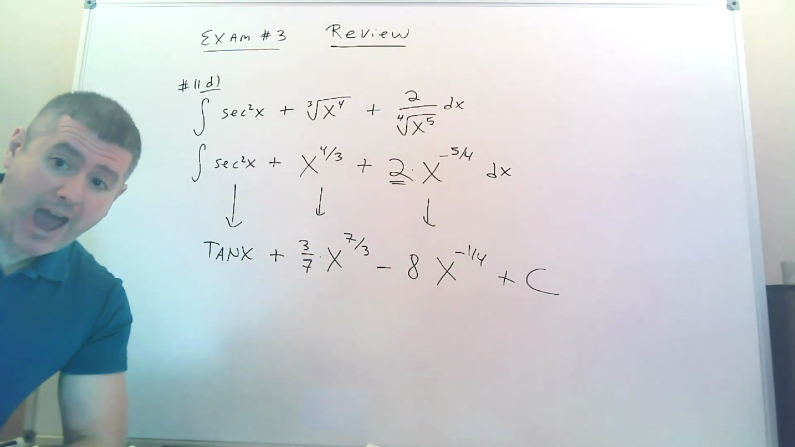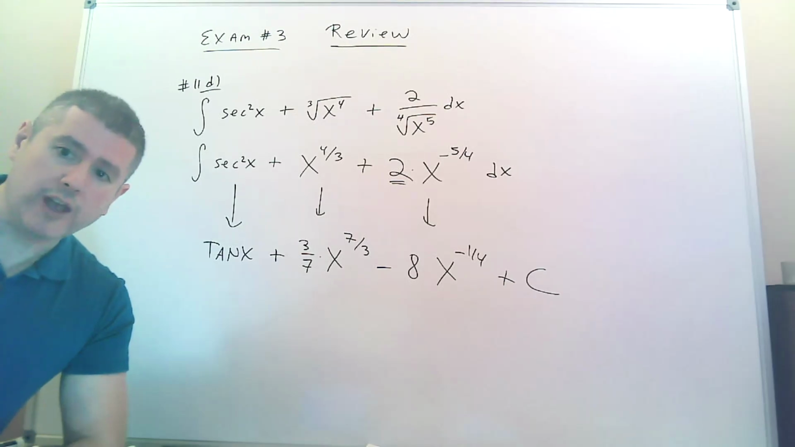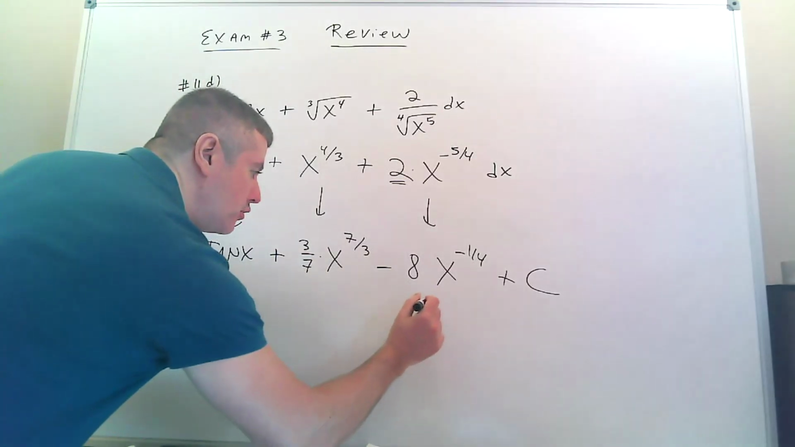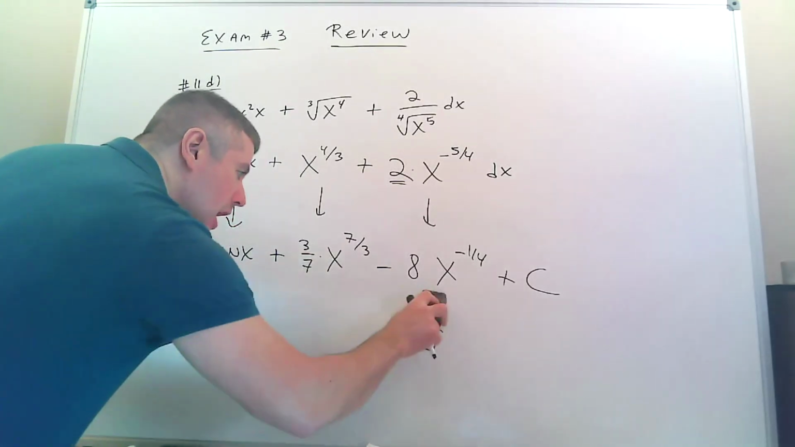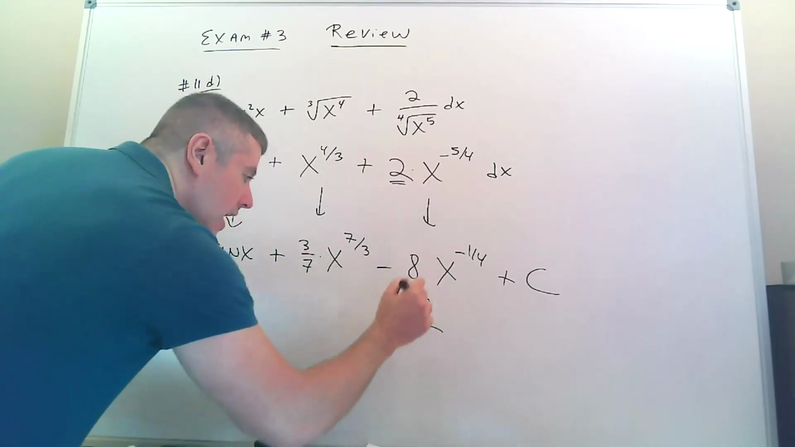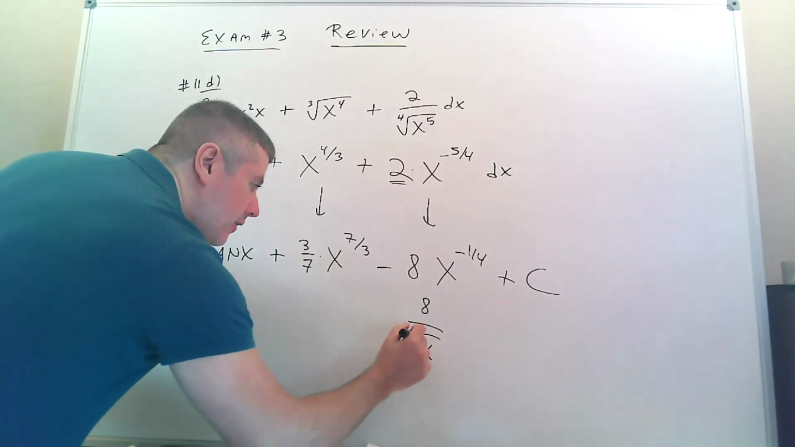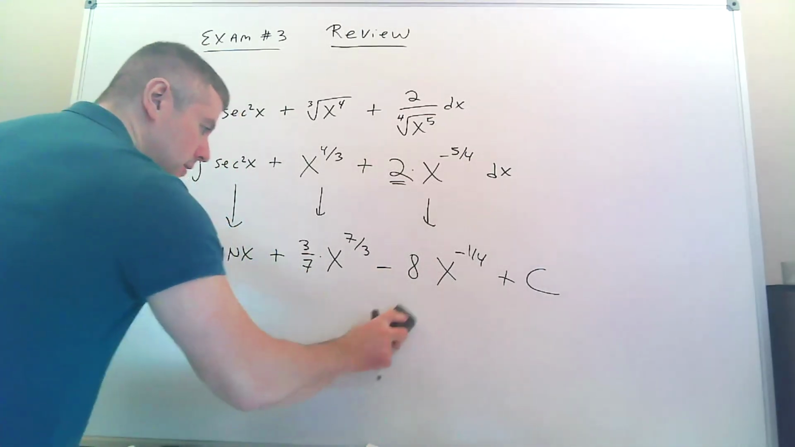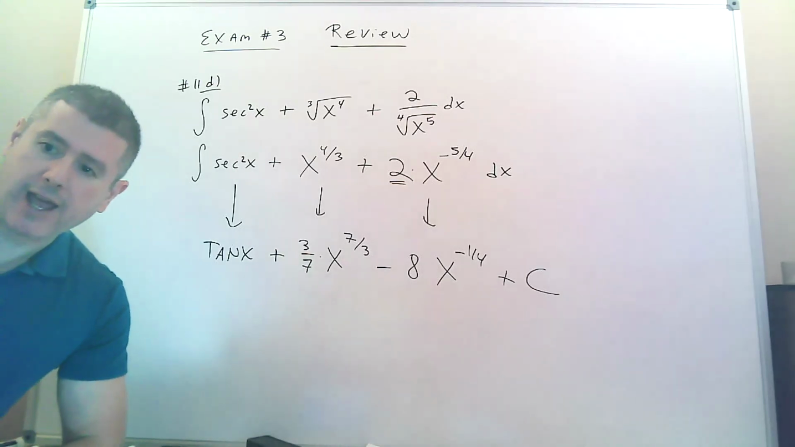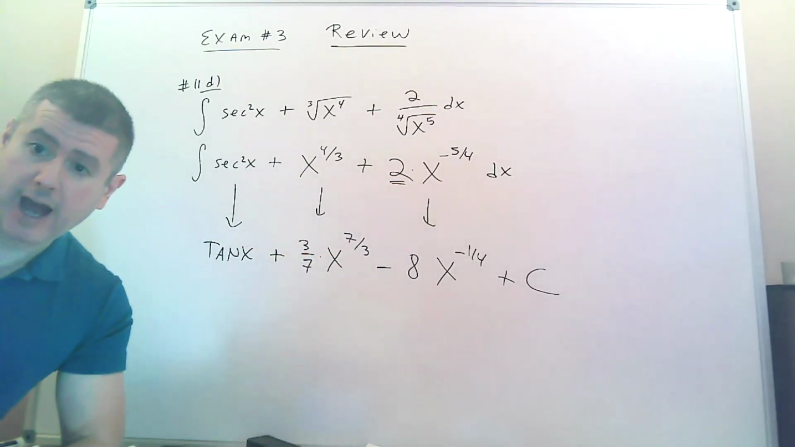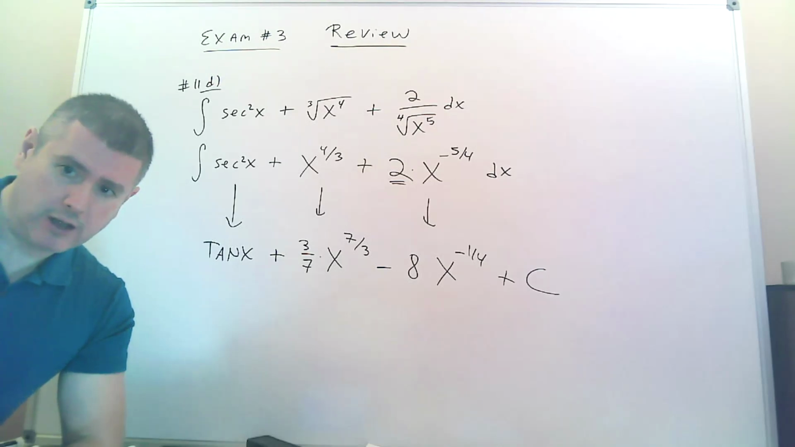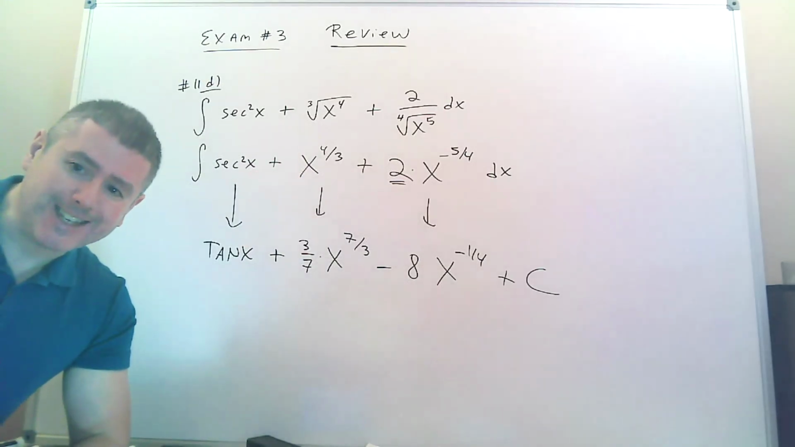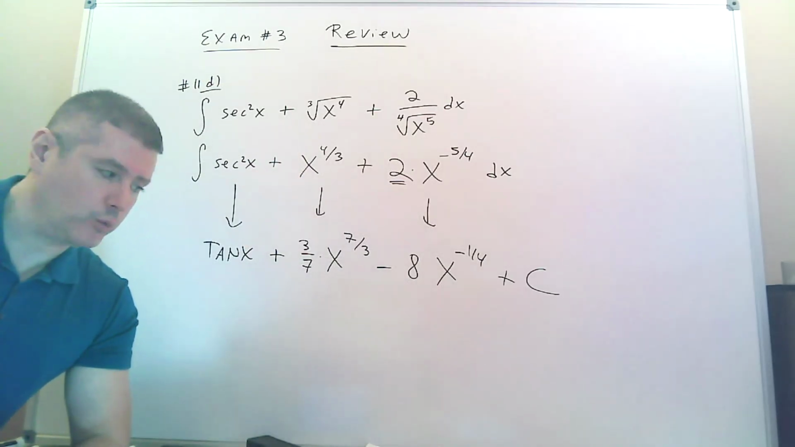I know for a fact there are colleagues of mine who give their students tremendous crap and say, you do not leave it like that. You've got to write it as a root. You've got to write it as 8 over x to the 1/4 power. I will be very, very unhappy if you do that. This answer is exactly how I write the answer on my answer key. I will not rewrite them with the roots there. It's unnecessary. It's pointless, right?